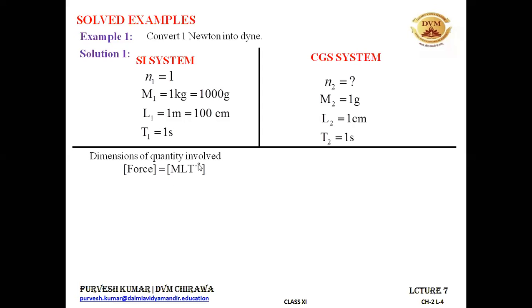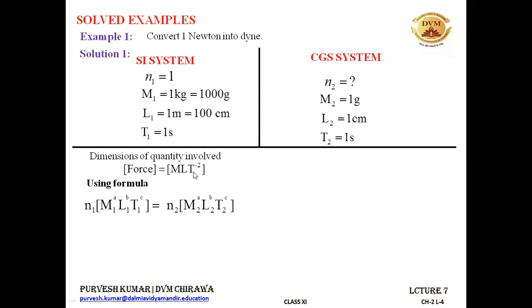Okay, when we use the formula, we can easily compare it with the dimensions of the quantity involved and we'll get the values of a, b, and c. Now, using this formula, which I made you write: n1 m1^a l1^b t1^c is equal to n2 m2^a l2^b t2^c. That was the formula that we need to use.